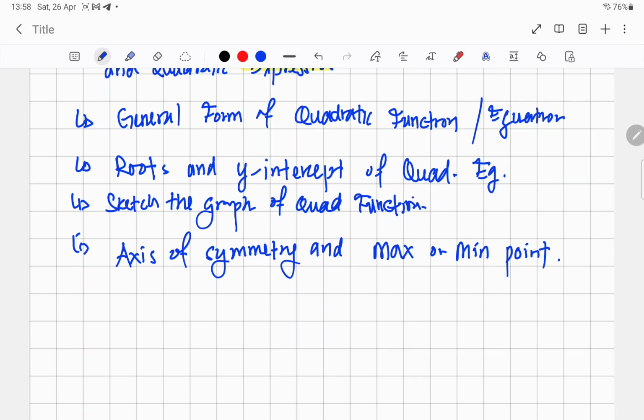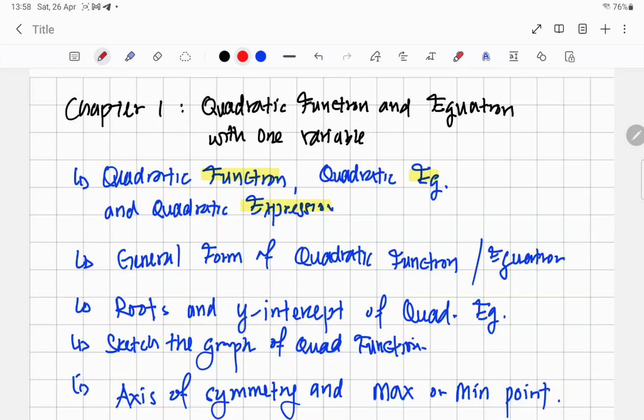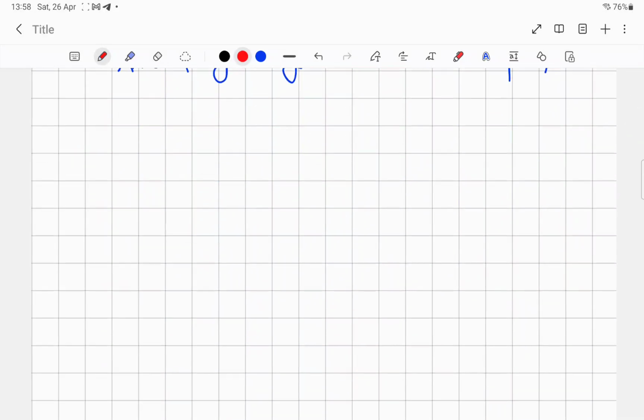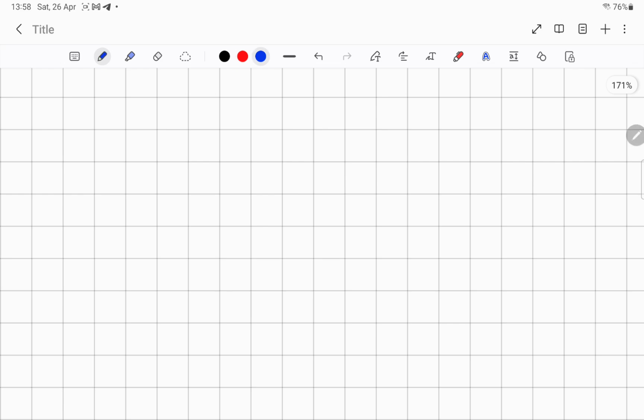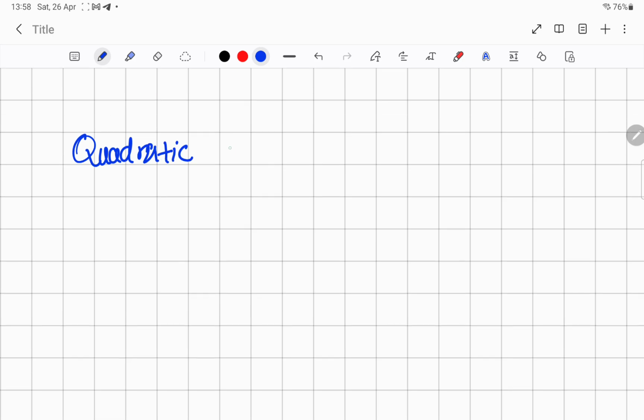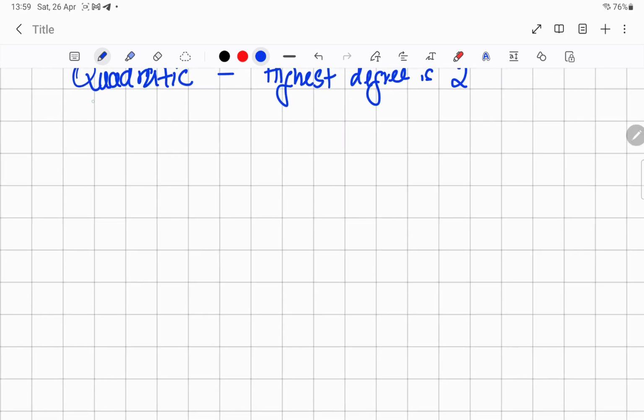Alright, so in this video we will focus on this one first. What are the quadratic function, equation, and expression? We will learn what these three things are first. As long as you hear the word quadratic, your equation or your function or expression, no matter which type, the highest degree of the variable is 2 only.